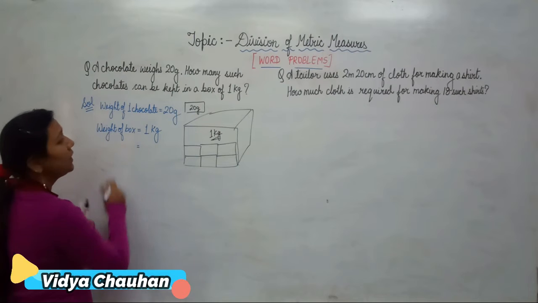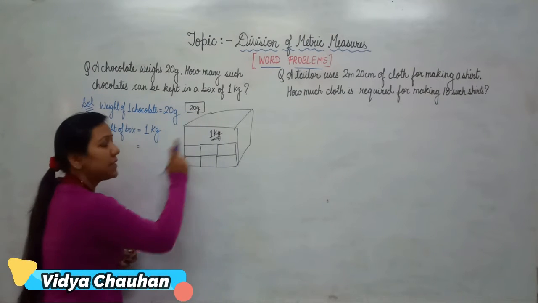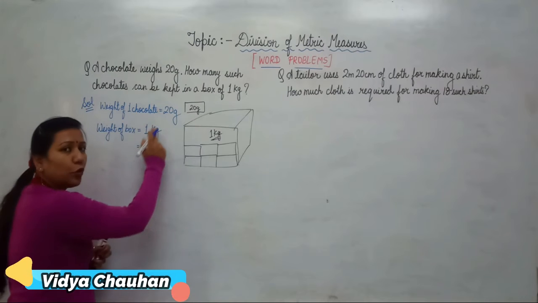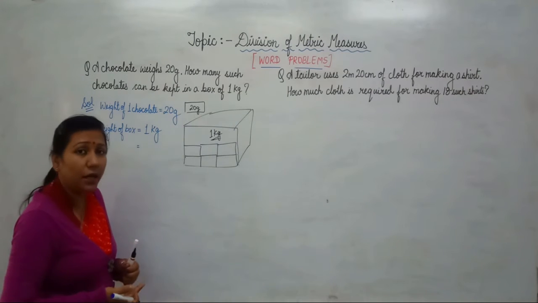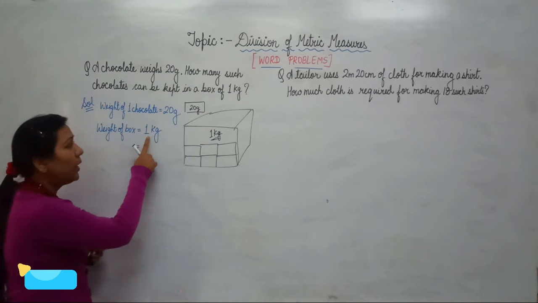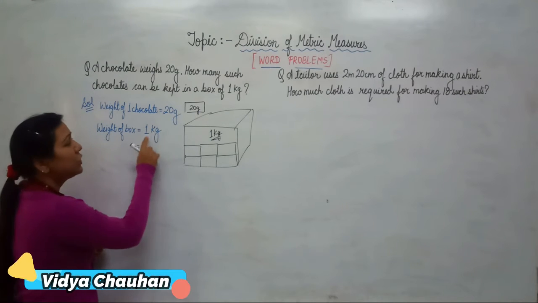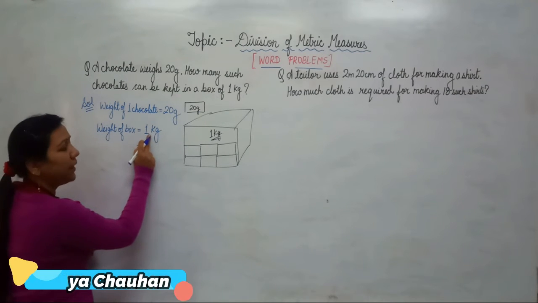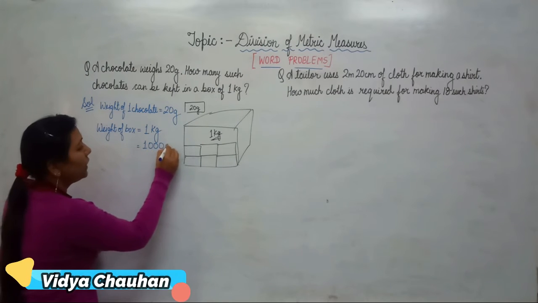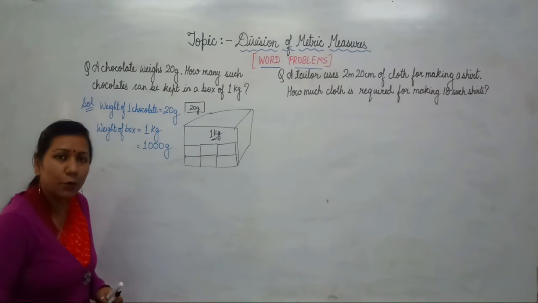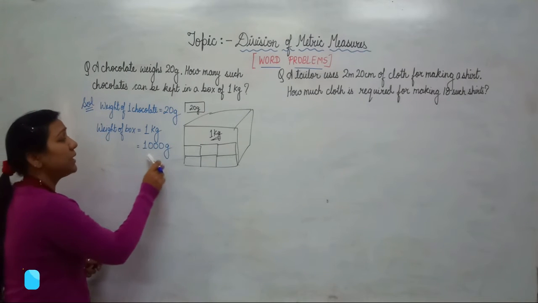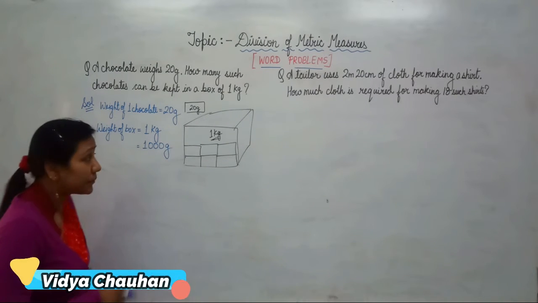So if we have to put these chocolates in the box, the most important thing is that both the terms should be in the same metric unit. So what we will do? Very first we will convert 1 kilogram to grams. How many grams are there in 1 kilogram? Yes, 1 kg is equal to 1000 grams. That means the total capacity of the box is 1000 grams.